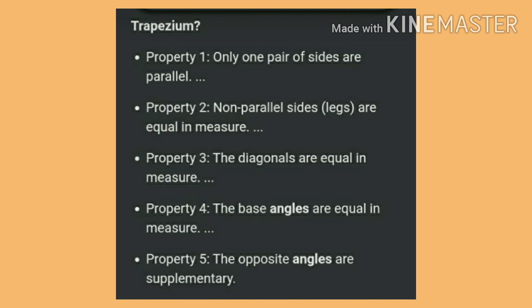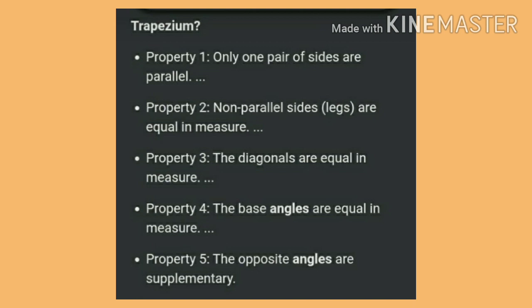Now, let's learn the properties of a trapezium. First one, only one pair of sides is parallel. In a trapezium, children, only one pair of sides is parallel. Second property, the non-parallel sides, the legs, are equal in measure. If they are equal, then it is called an isosceles trapezium.